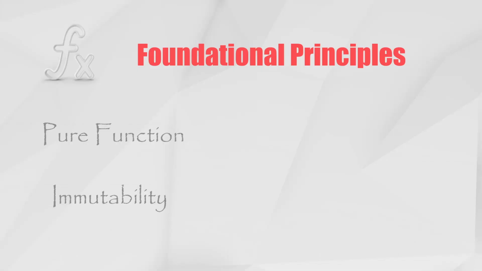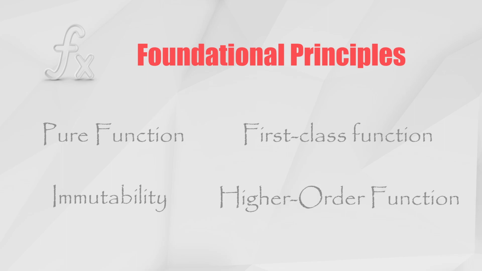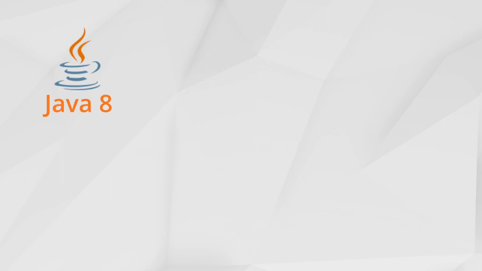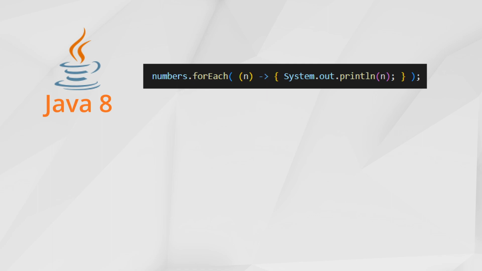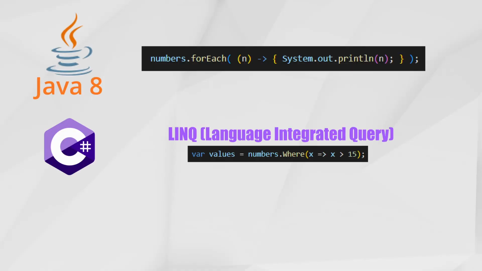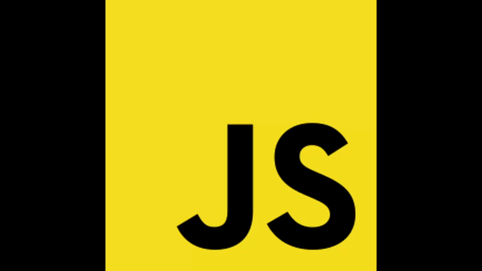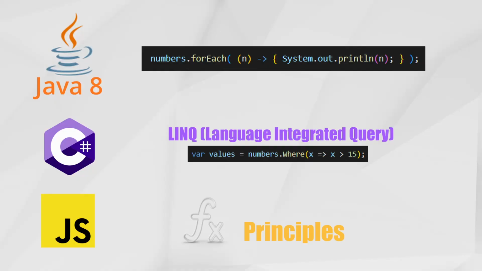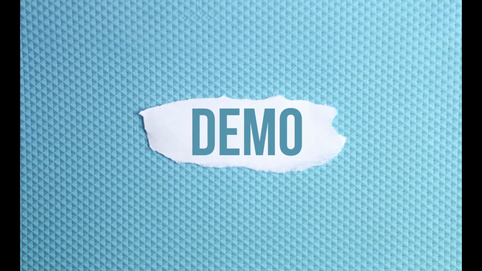Functional features can be applied in multi-paradigm languages. For example, Java SE8 introduced lambda expressions to represent methods as expressions. C# includes LINQ, which is a form of declarative functional programming. JavaScript code can be developed using functional programming. How? Let's go to the demo.